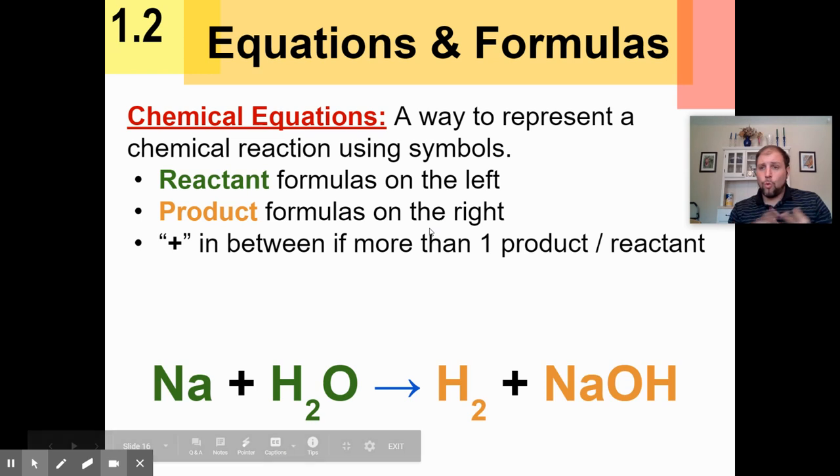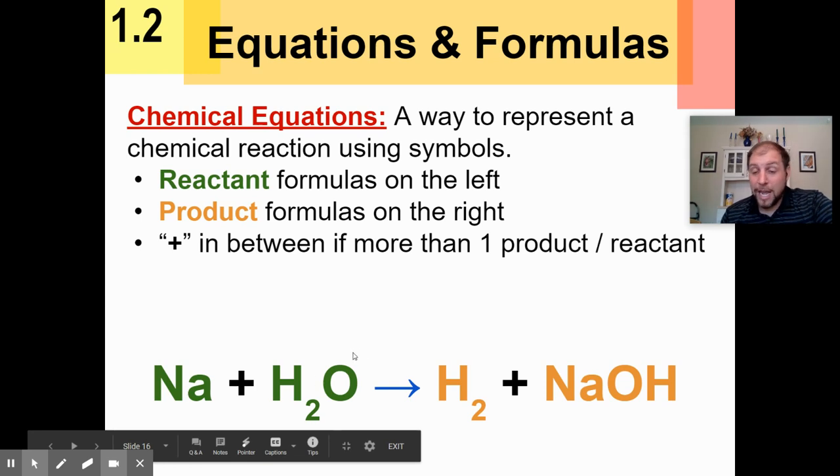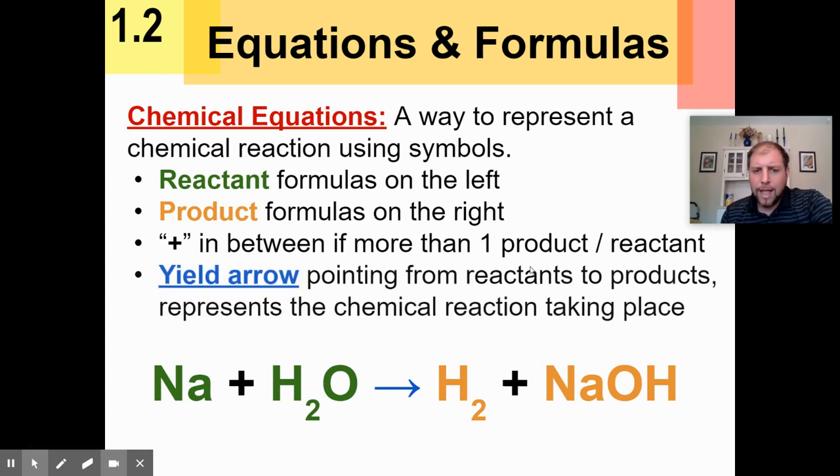If you have more than one of a reactant or product, you got to put a plus sign in between them so that I know it's Na and H2O, 2 separate things. Whereas if there wasn't a plus sign, it would just look like NaH2O, and I'd be confused because I had no idea what that is. That's not a real thing. All right, so put a plus in between if there's more than one product or reactant present. And lastly, you should have a yield arrow, that little arrow there that points from the reactants that you start with to the products that you finish with.